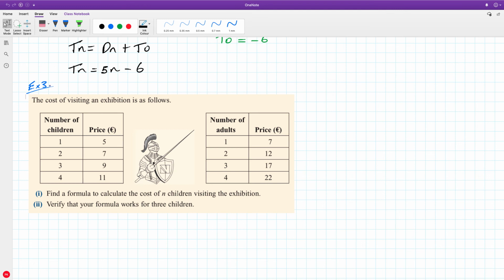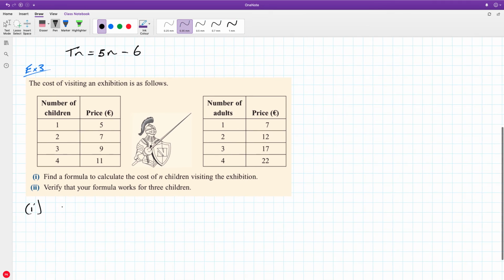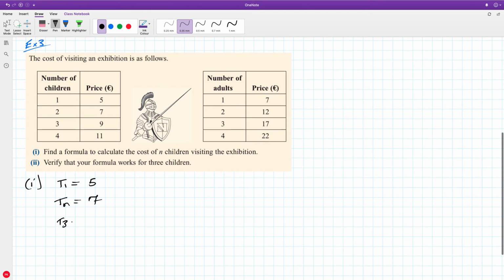So, find a formula to calculate the cost of n children visiting the exhibition. As I said, T1 is 5, T2 is 7, T3 is 9, T4 is 11. Dermot, what's the difference? 2. Good lad, 2. Grace, what's T0? Plus 3. How did you get 3? You took?